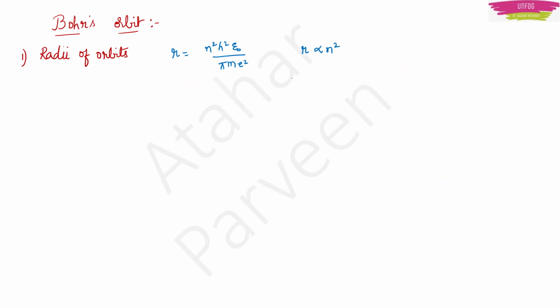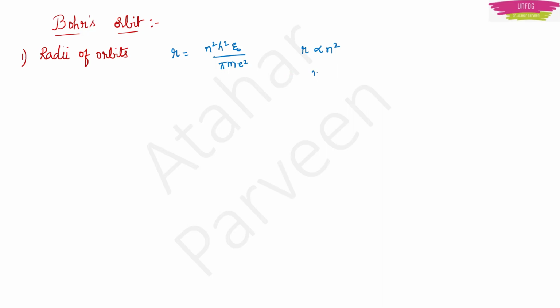Here in this formula, you know that all are constant, right? h is Planck's constant, epsilon naught is a constant, actually the permittivity of free space. I will tell you the value also later. Then e is the charge of the electron. All these are constants, right?